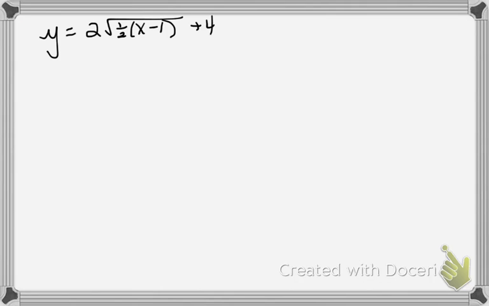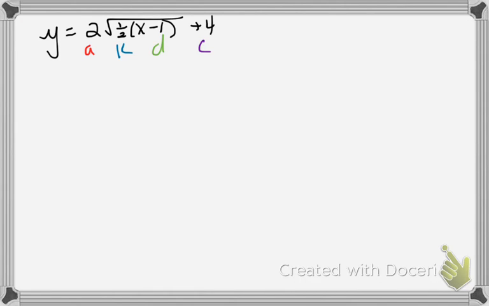Okay, so let's take a look at one of our parent functions here. The first thing that I want to do is I'm going to use my transformation equation, the one on the first page, to identify the a, k, d, and c values. So here's an a, k, a d, and a c.